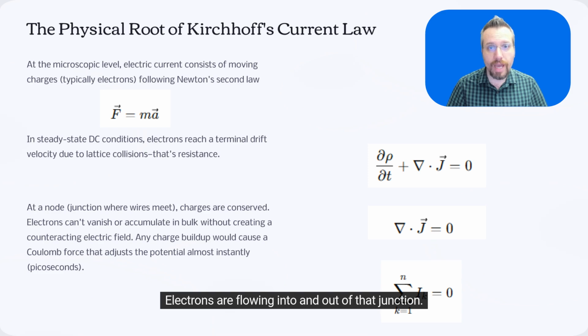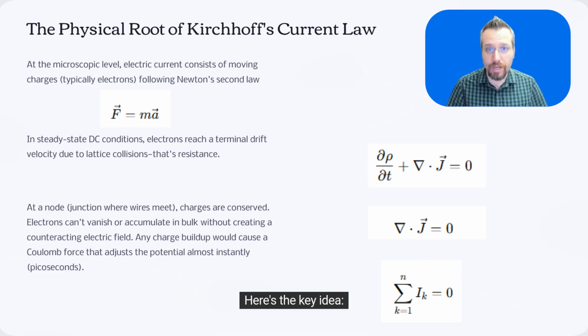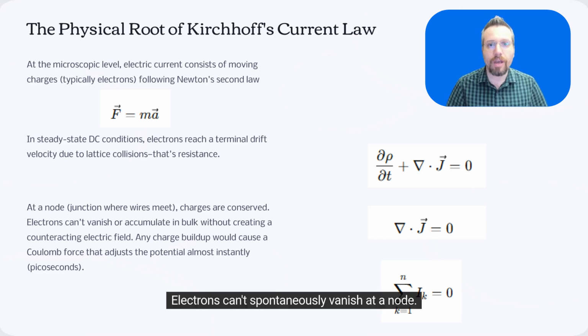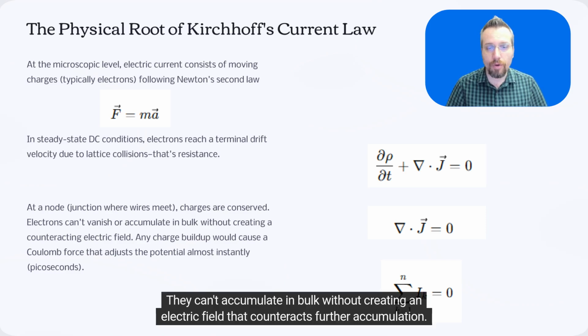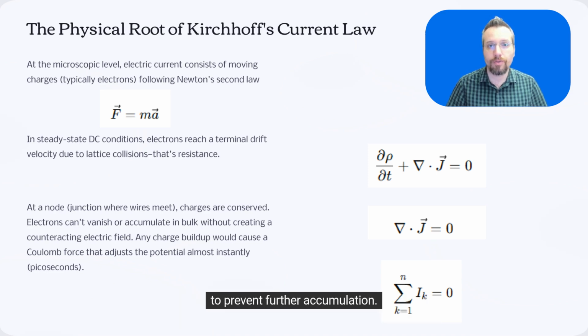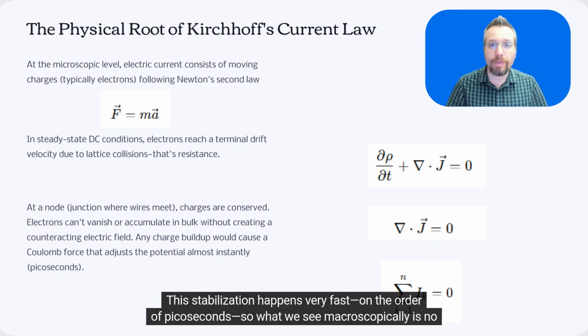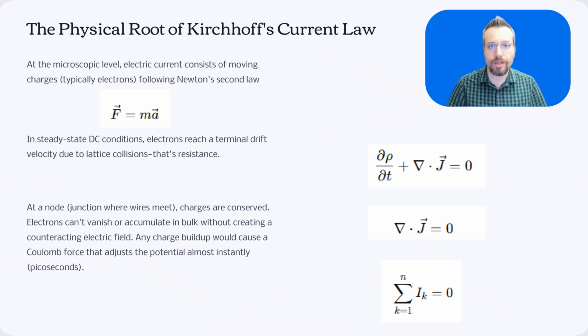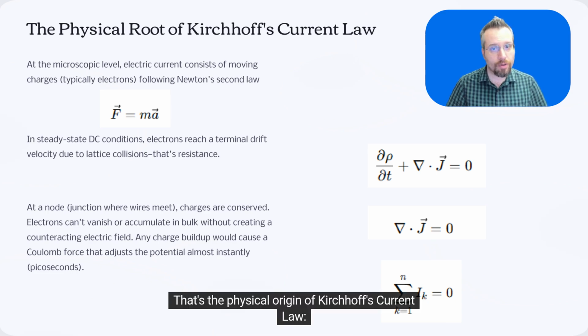Electrons are flowing into and out of that junction. Here's the key idea. Charges are conserved. At the atomic level, this means electrons can't spontaneously vanish at a node. They can't accumulate in bulk without creating an electric field that counteracts further accumulation. Any net buildup of charge at a node would cause a Coulomb force that immediately adjusts the potential to prevent further accumulation. This stabilization happens very fast, on the order of picoseconds, so what we see macroscopically is no net charge accumulation. That's the physical origin of Kirchhoff's current law.